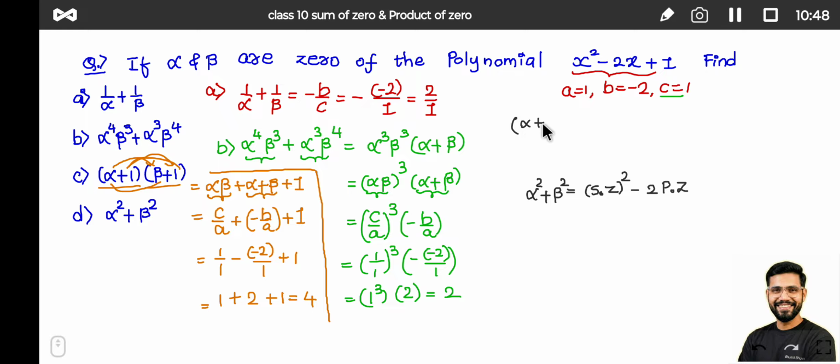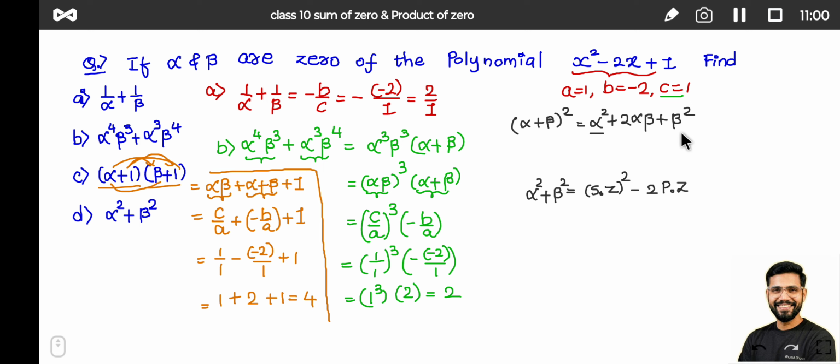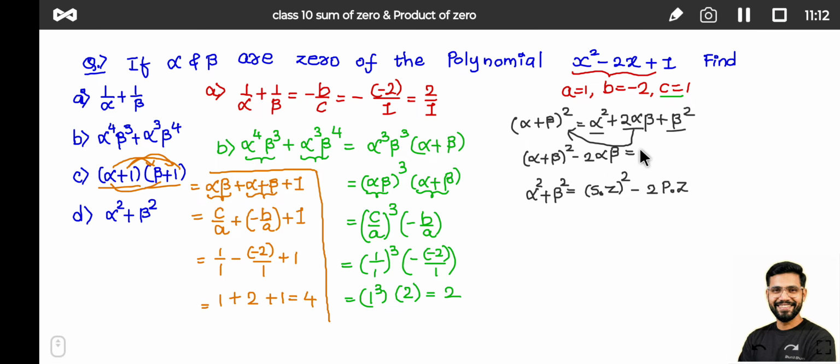So if we open the identity alpha plus beta the whole square, we will get alpha square plus 2 times alpha beta plus beta square. Okay, so we want only alpha square plus beta square. So if we take this 2 alpha beta term to that side, we will get alpha plus beta the whole square minus 2 alpha beta is equal to, and this side it will remain alpha square plus beta square. So we wanted this only, alpha square plus beta square. So we have alpha plus beta the whole square, which is nothing but the sum of zeros the whole square, minus 2 times alpha into beta, which is nothing but 2 times the product of zeros. So just apply the value.